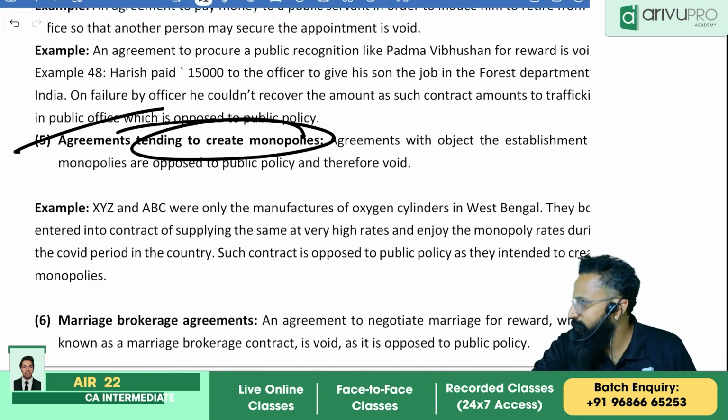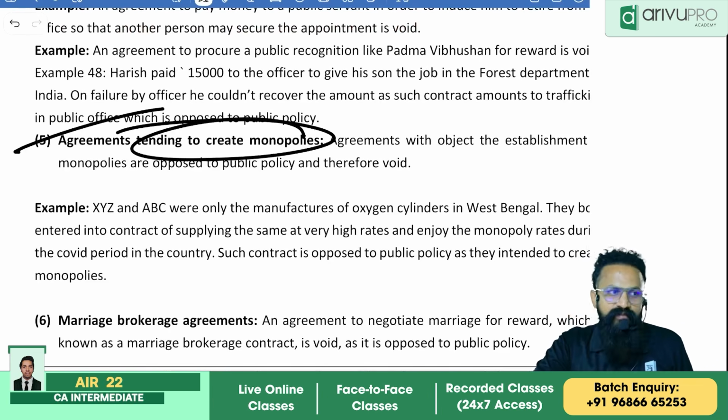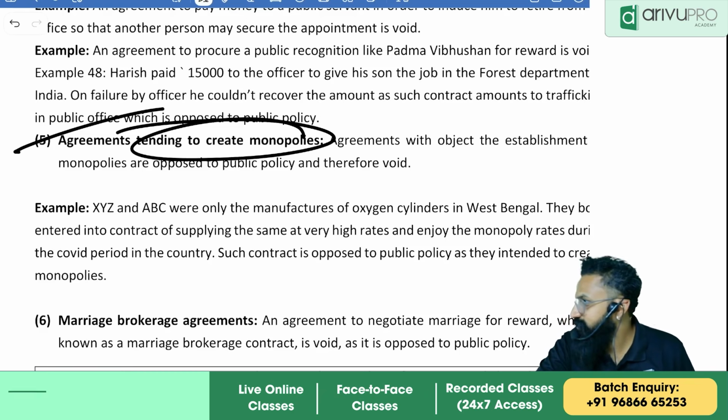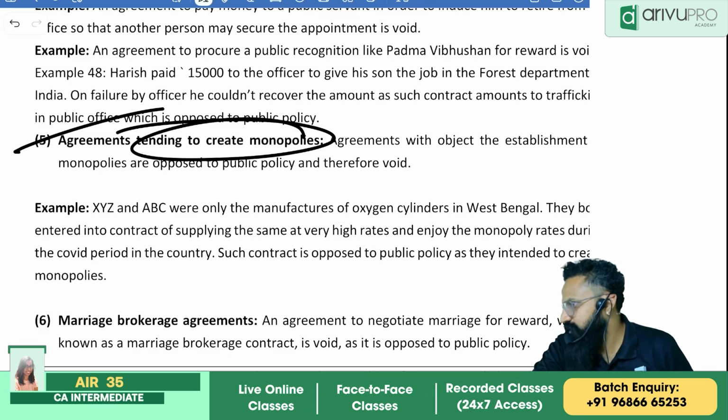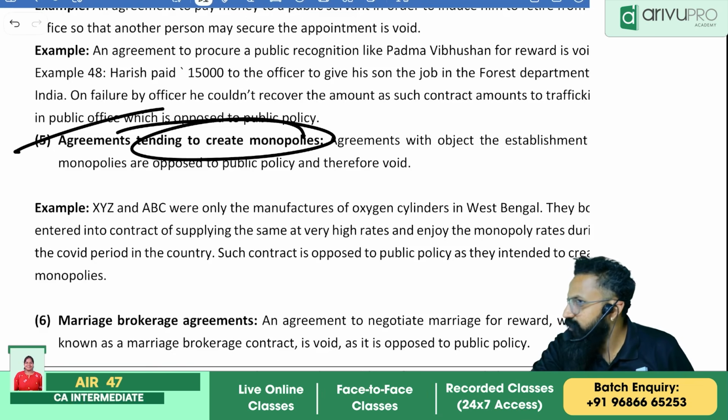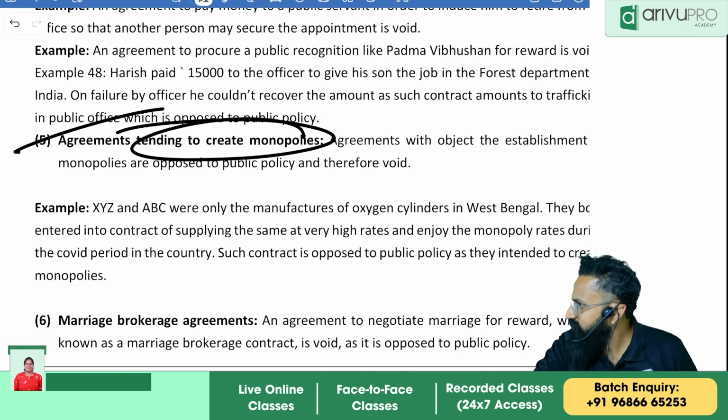What is this? Give me an example, Ramana. Agreements creating monopoly. Ramana? Ramana? Ramana? Physically present. Mentally psychologically absent. Why, Ramana? What happened, Ramana?